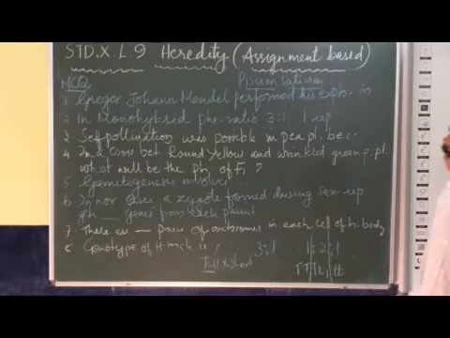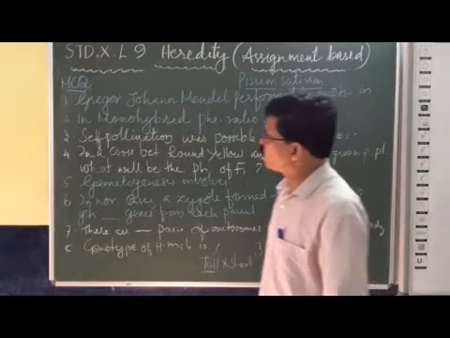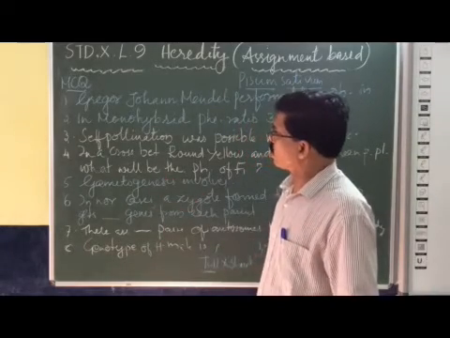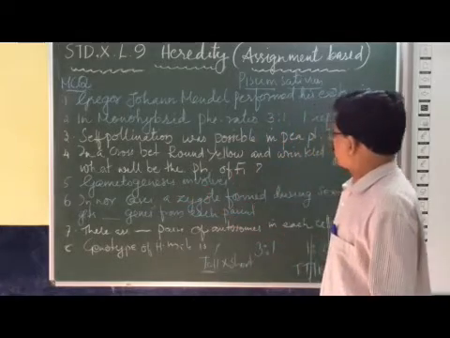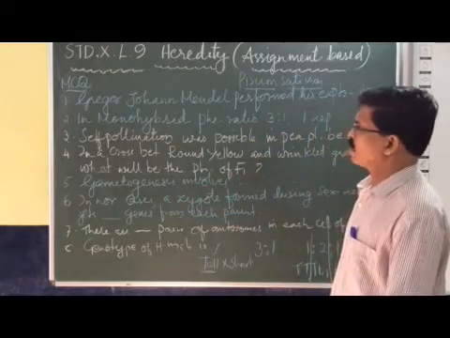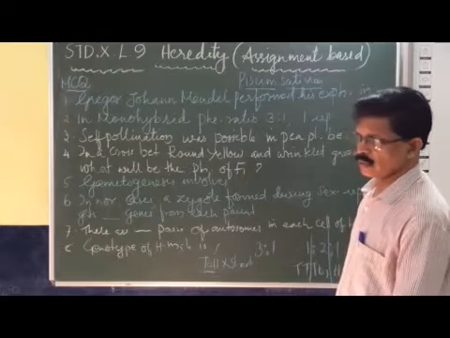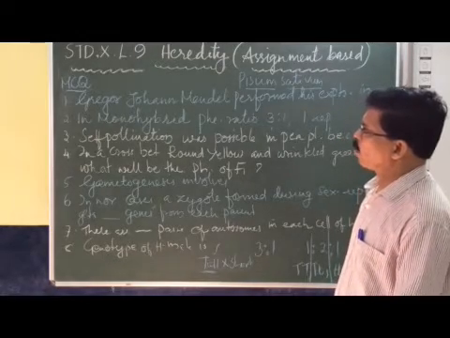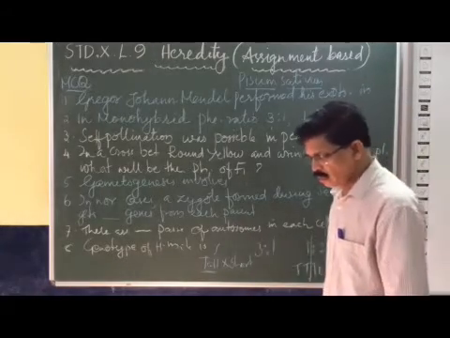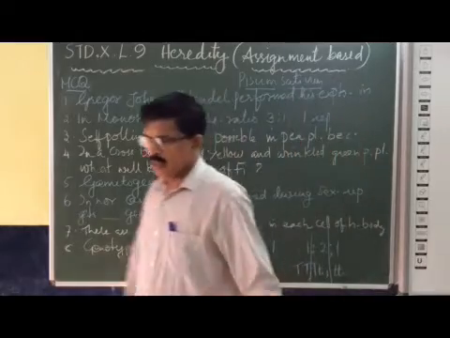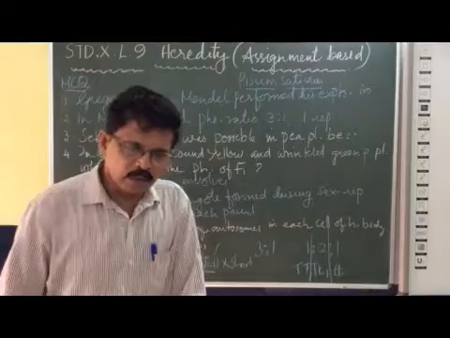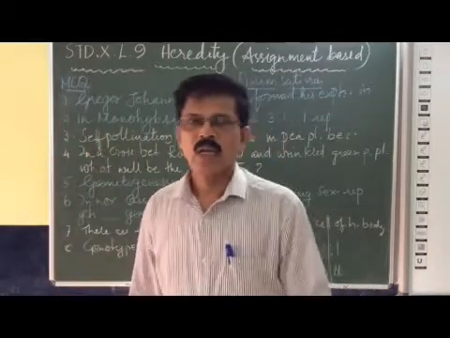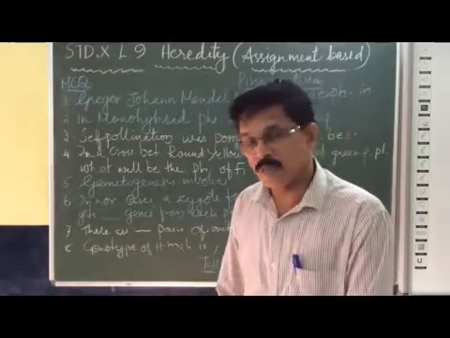Very clear. Now, we are coming to the third question. Self-pollination was possible in pea plants because. Why was self-pollination possible in pea plants? Not only is self-pollination possible, cross-pollination is also possible in pea plants. Cross-pollination was possible, but here self-pollination is also possible. Why was self-pollination possible in pea plants?